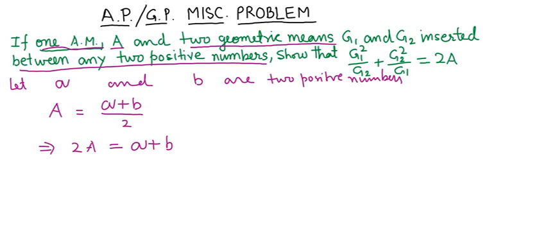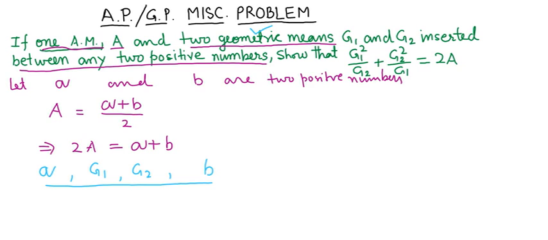Okay. Now see. We have two numbers a and b, and G1 and G2 are two geometric means between these two positive numbers. Okay, see the second given part, two geometric means. So first of all, we will calculate G1 and G2.